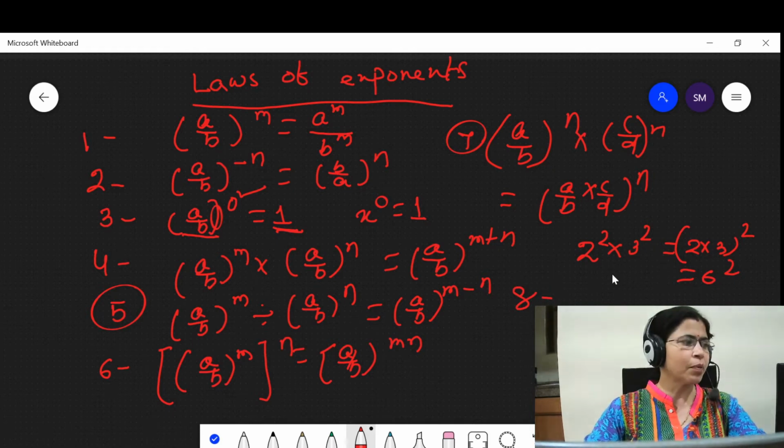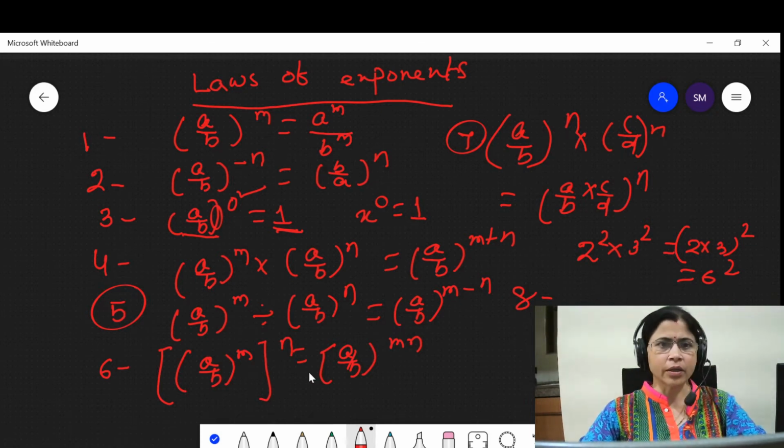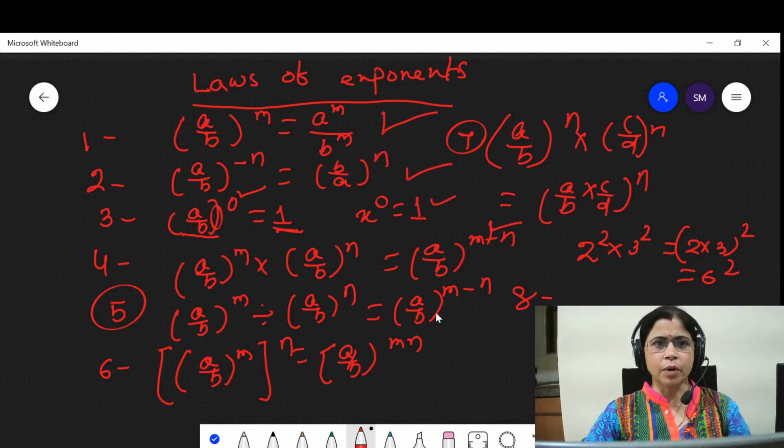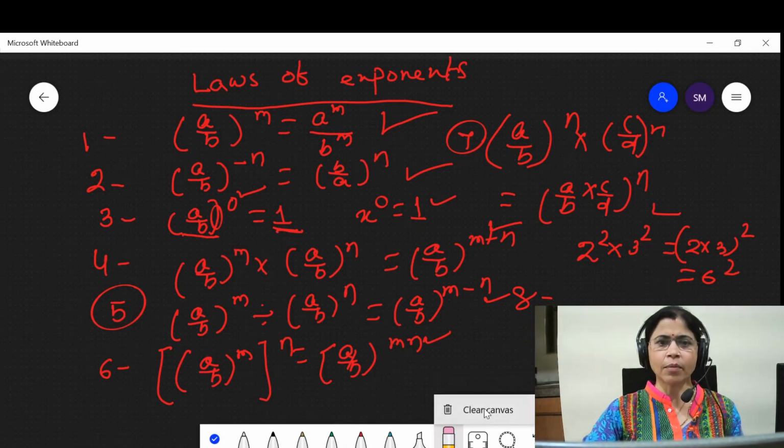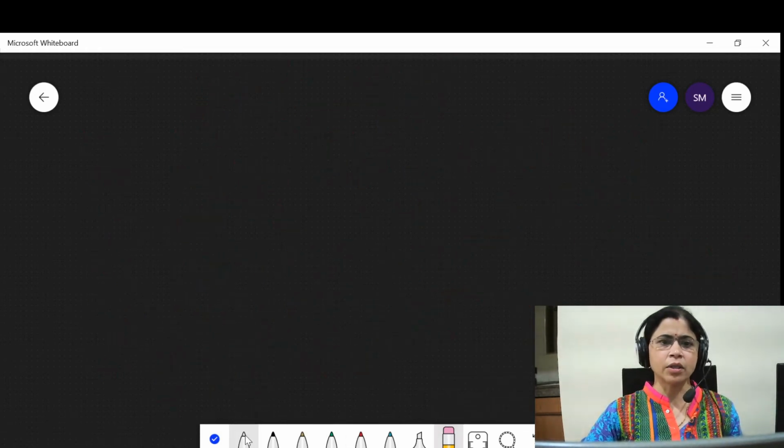Then the eighth property says that, suppose, yes, this is the first property, second property, third property, fourth property, fifth property, sixth property, seventh property. Now let us practice some questions based on this theory.